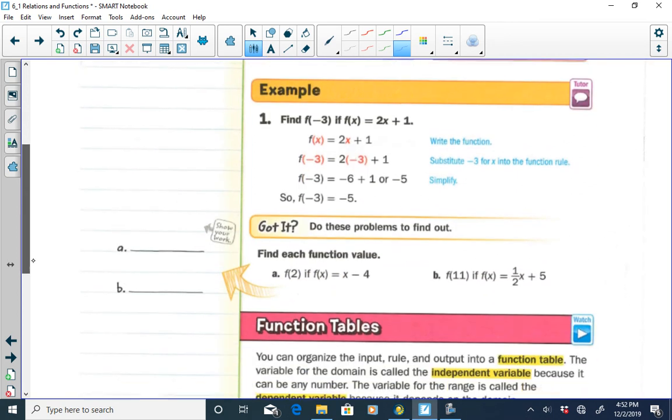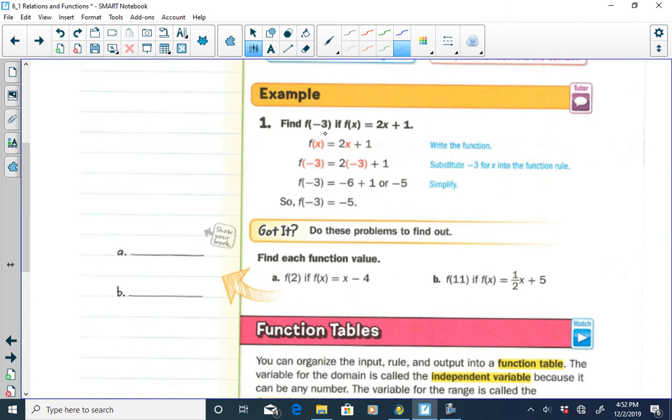Right? Real simple. So if I want to find f of negative 3, that's the way I would read it. F of negative 3 is when f of x is 2 times the number x plus 1. F of x is equal to 2 times x plus 1. F of negative 3, I'm just replacing x with negative 3. So I'm evaluating the function when the input is negative 3. So 2 times negative 3 plus 1, 2 times negative 3 is negative 6. Negative 6 plus 1 is negative 5.